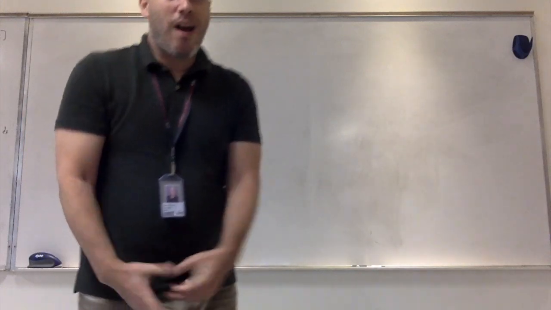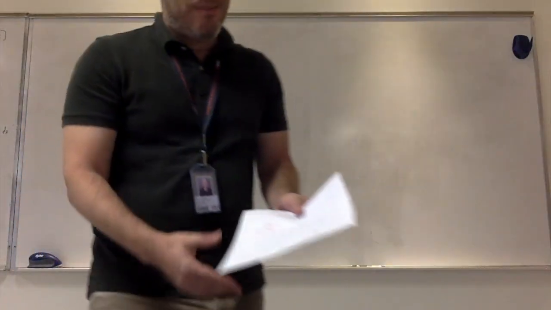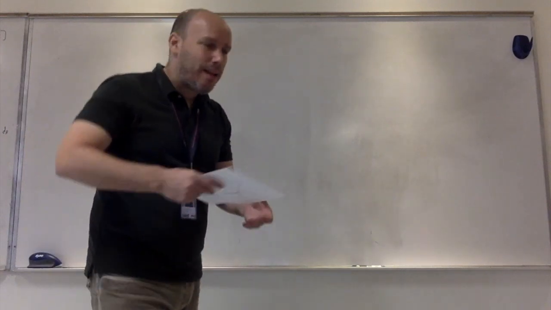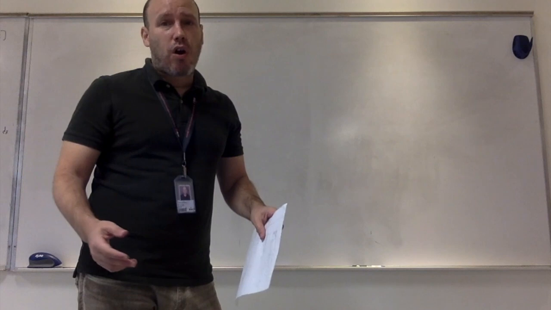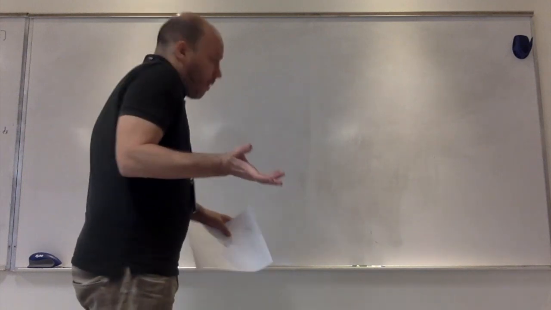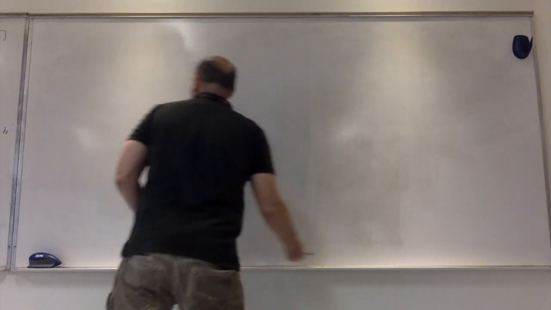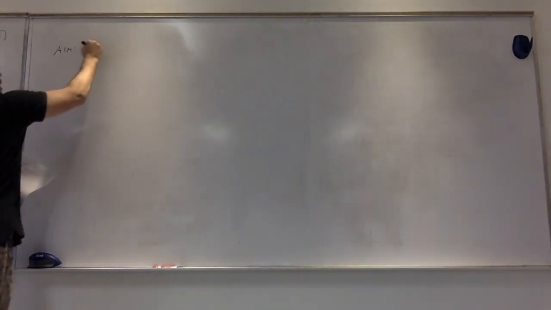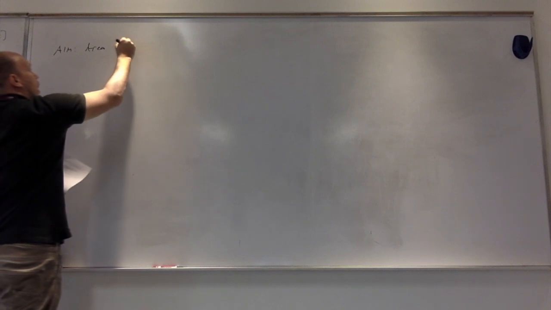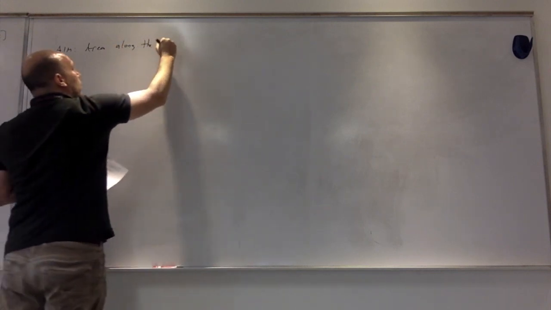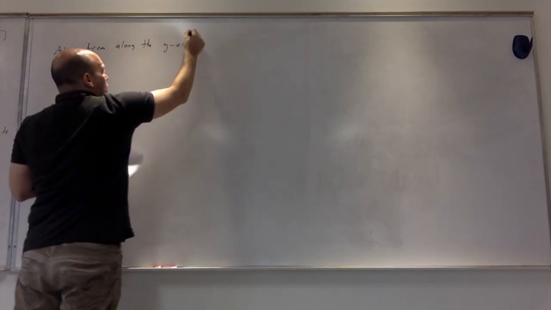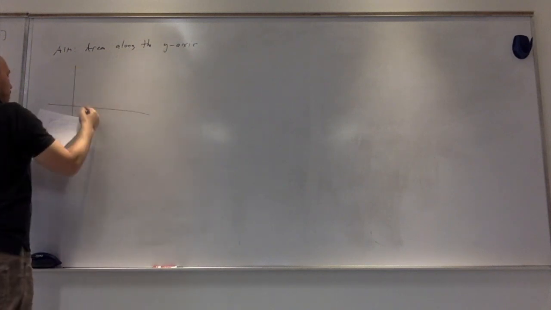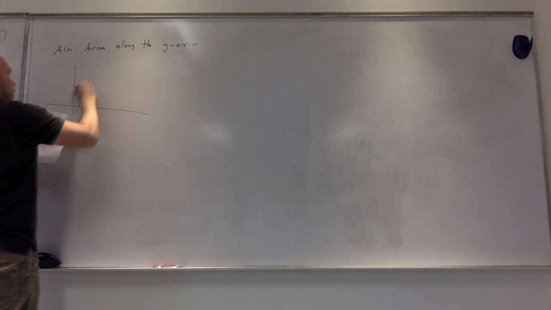Okay, so I've been avoiding one section in the book, but I'm just going to tackle it. The idea is when you have a curve along the y-axis. In the example the book gives, the aim is to find area along the y-axis, and they give you this graph. It looks something like this.